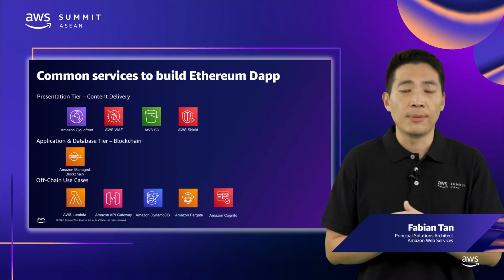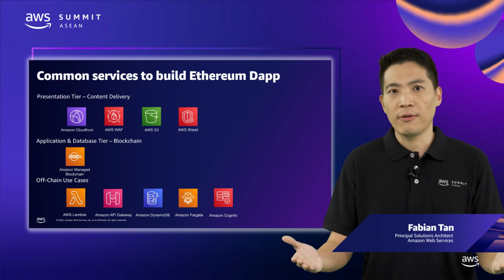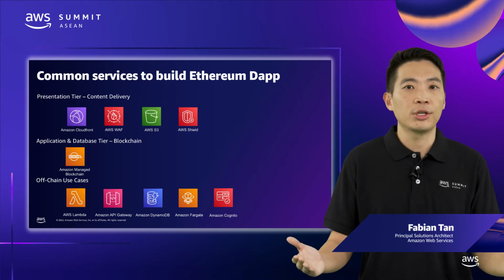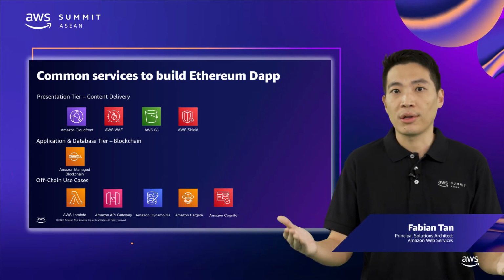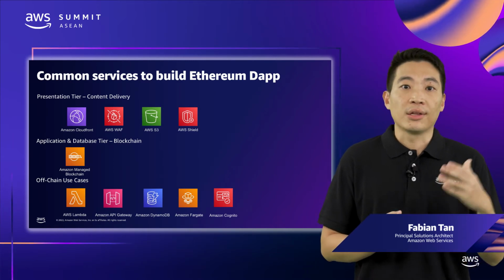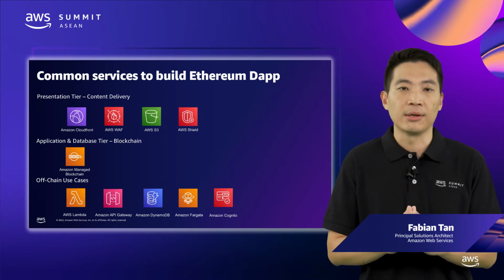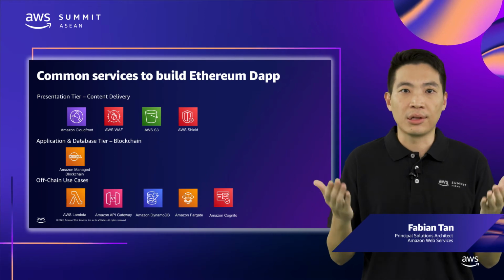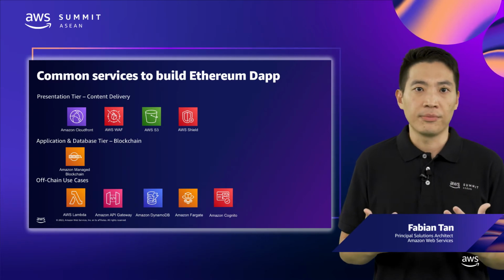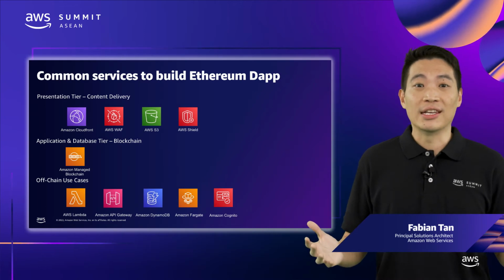On the presentation tier, there is Amazon CloudFront for content delivery, AWS WAF for application protection and security, AWS Shield for DDoS protection, and Amazon S3 to store static content. On the database tier, there is Amazon Managed Blockchain that gives you read and write access to the Ethereum chain. The service synchronizes the state of the blockchain and facilitates new blocks to the blockchain. And that's it. For a simple Dapp, that is what you would usually need.